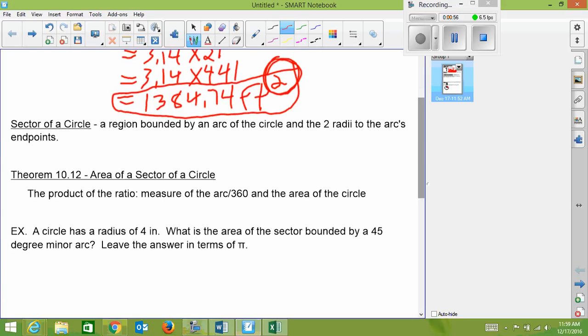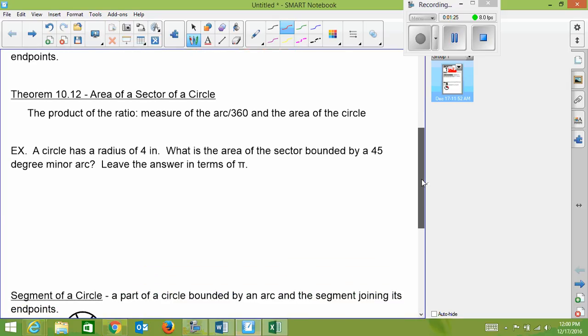The sector of a circle is a region bounded by an arc of the circle and the 2 radii to the arc's endpoints. And I will show you an example here in a second. Theorem 10.12, area of a sector of a circle: the product of the ratio, the measure of the arc over 360, and the area of the circle. So you're going to take the portion of the circle that they're talking about and take it times the area of the whole circle. So for example, a circle has a radius of 4 inches. What is the area of the sector bounded by a 45-degree minor arc? And leave the answer in terms of pi.